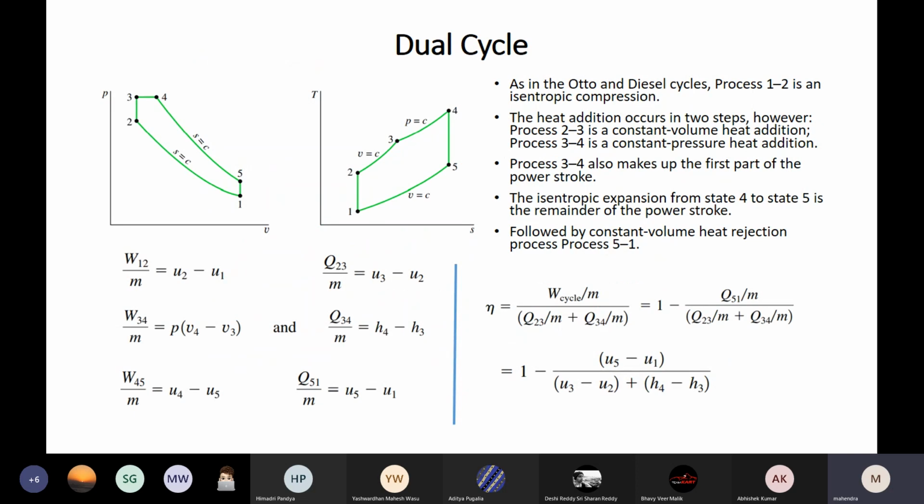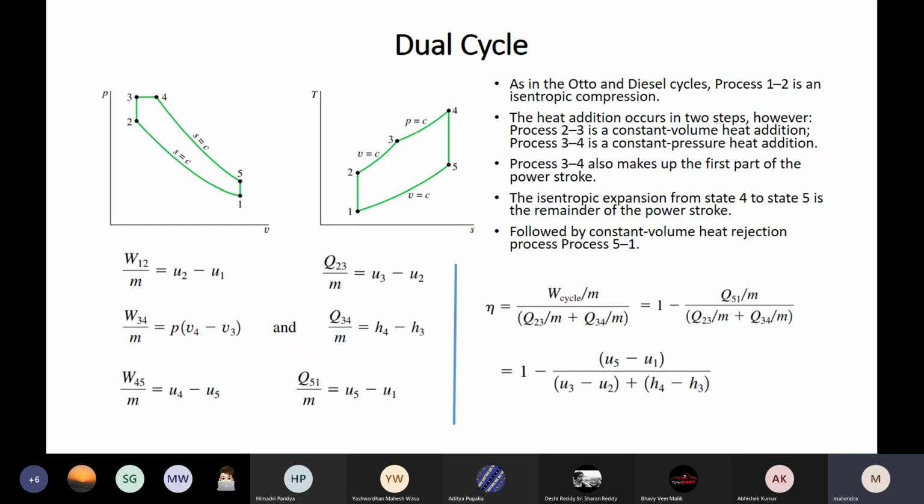So here, if you see in this case, 3-4 is simultaneous work producing as well as simultaneous heat addition. This is the work produced by this process, 3-4, with simultaneous heat addition. It means the combustion started at 2 and ended at 4. In between, sometimes combustion is taking place at constant volume, and for the rest of the time combustion is taking place at constant pressure.